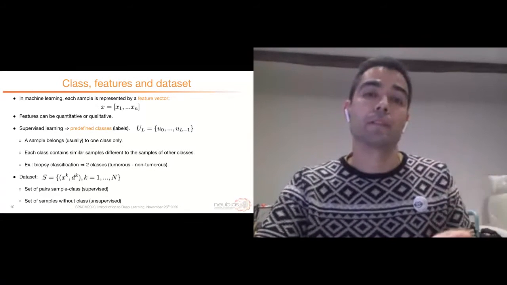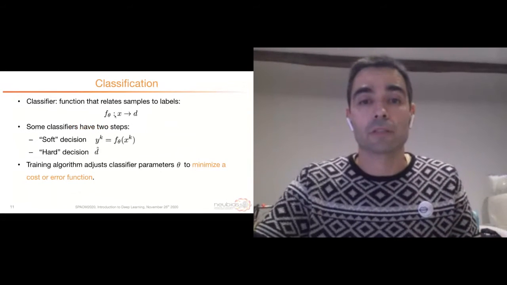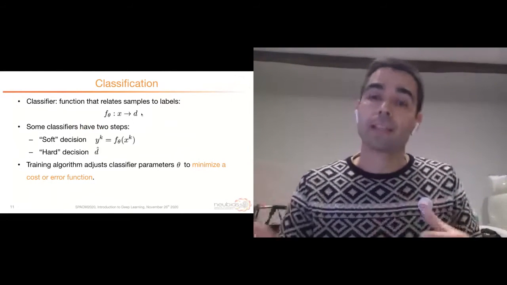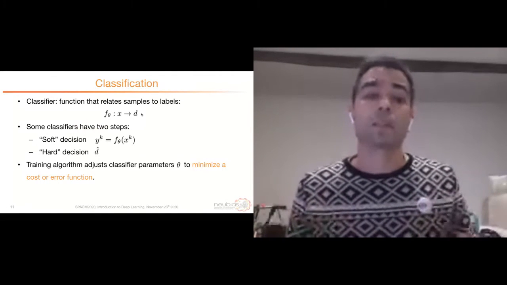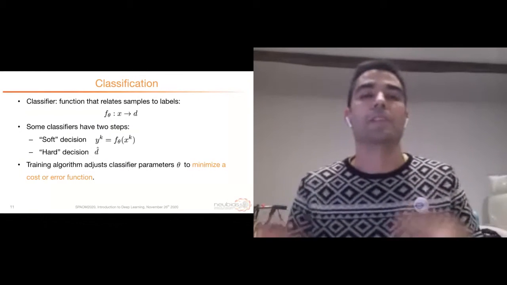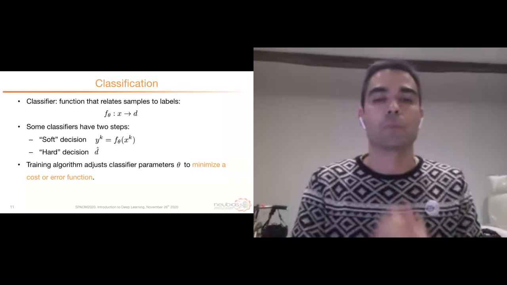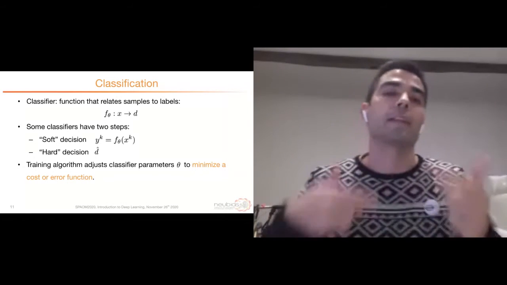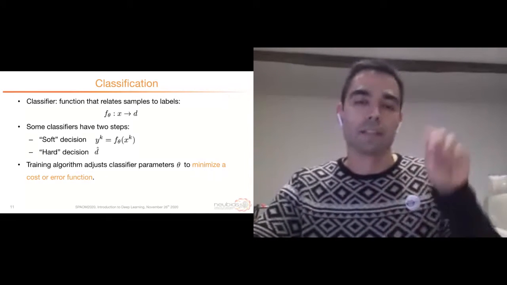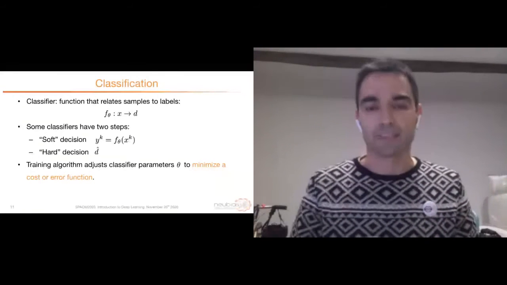So the idea of the classifier is to have a function that relates our feature vectors to the labels. Actually, you may find in the literature that some of these classifiers take a decision in 2 steps. They first have a soft decision, maybe giving us the probability of the sample belonging to each of the classes, and then the final, hard decision, where they say, okay, this is definitely a 3. Or you could say this is 50% a 3 and 50% a 7, something like that.